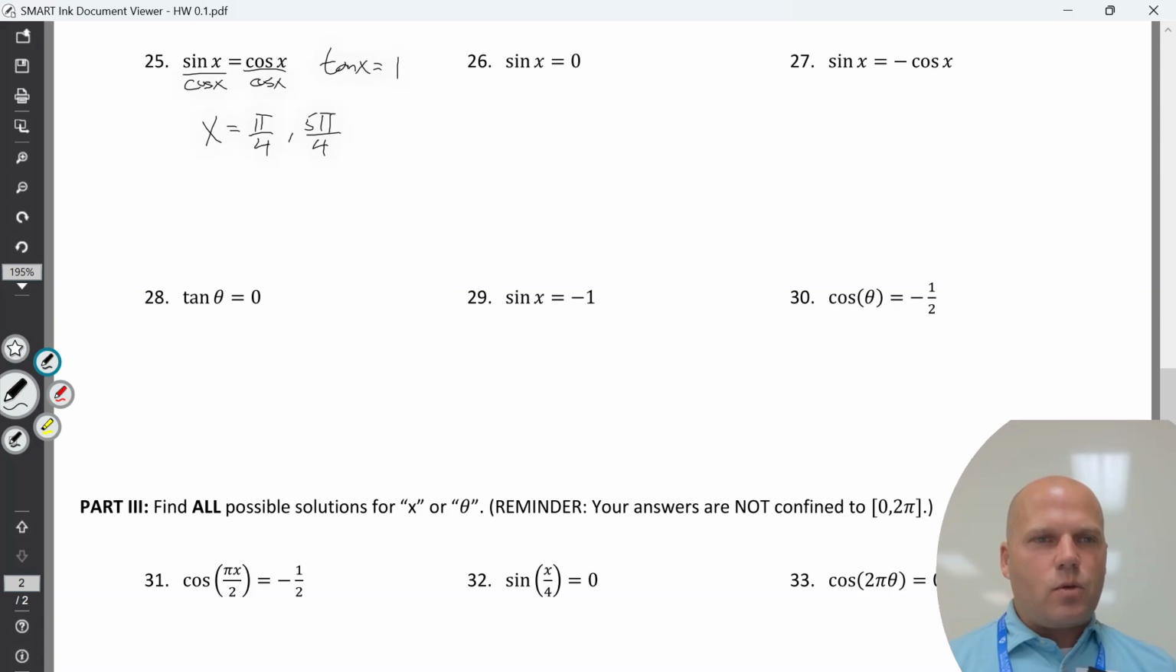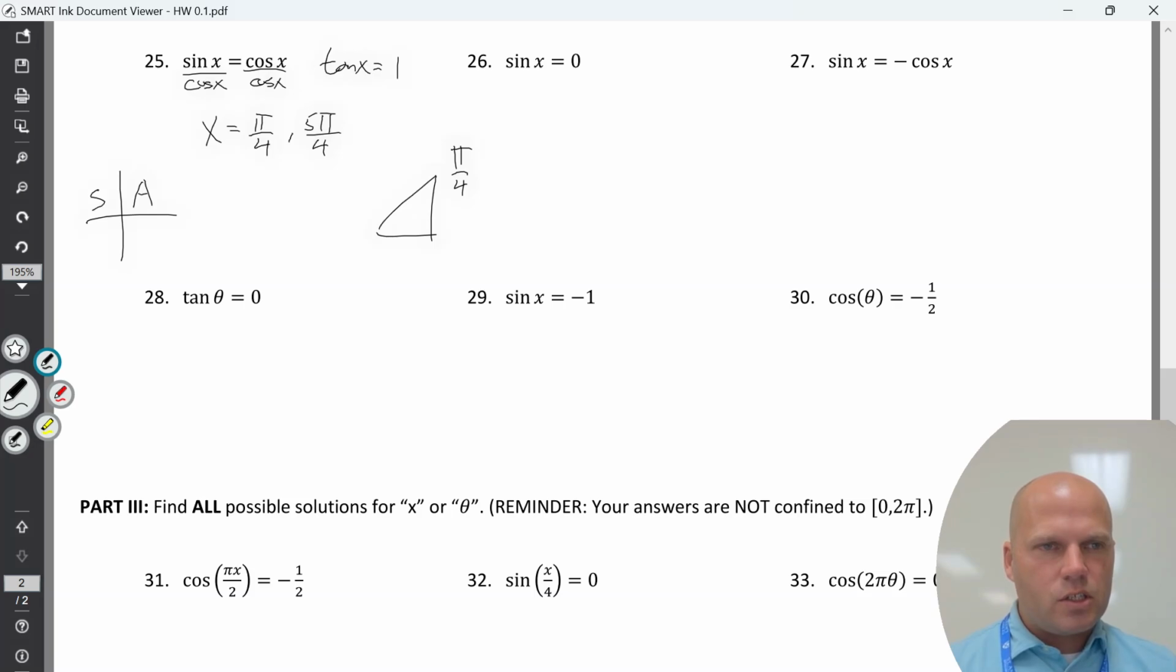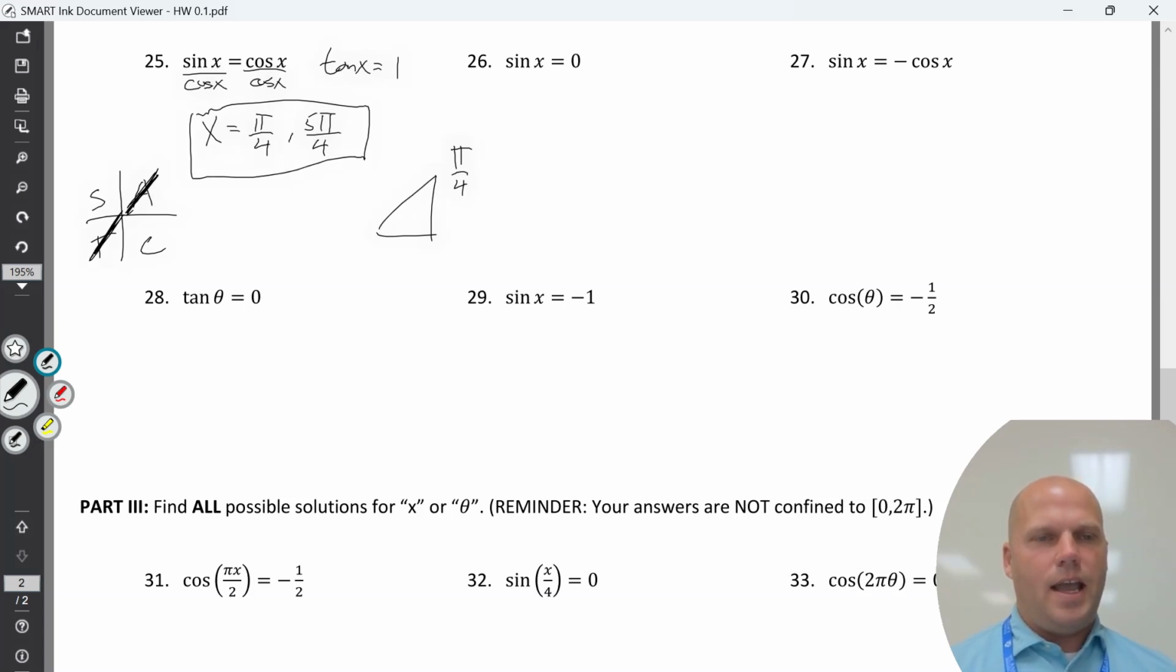Now, where does tangent equal 1? Well, which triangle works out like that? The pi over 4 triangle, because in the pi over 4 triangle, the opposite and the adjacent are the same. However, if you think about all students taking calculus, tangent's also positive in the third quadrant. So I would need the pi over 4 here and the pi over 4 here to get both angles. So a lot of people think sine and cosine have to be positive, but they could be the same value and be negative.